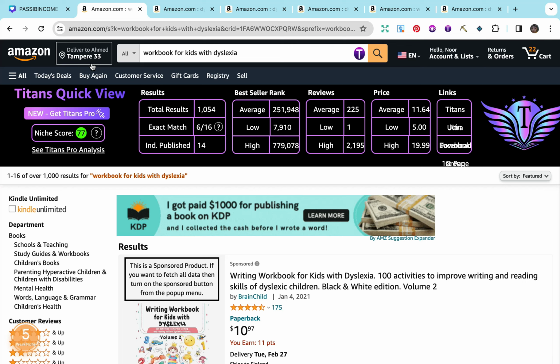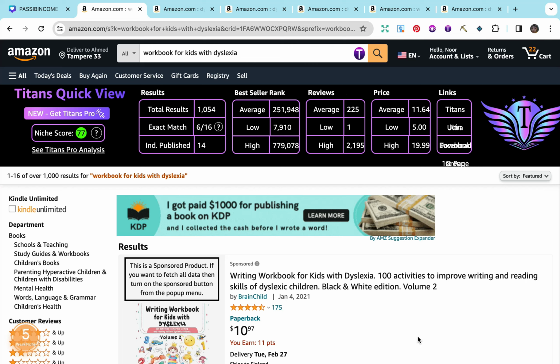So our first keyword, the workbook for kids with dyslexia, has an amazing, strong, solid keyword niche score by Self-Publishing Titans of 77. The total results are also acceptable. They are within the 1,000 range, and they're currently sitting at 1,054. The average bestseller rank is also ideal. It is under 300,000, and it is averaging 251,948. The average reviews are sitting at 225, and average price is $11.64.